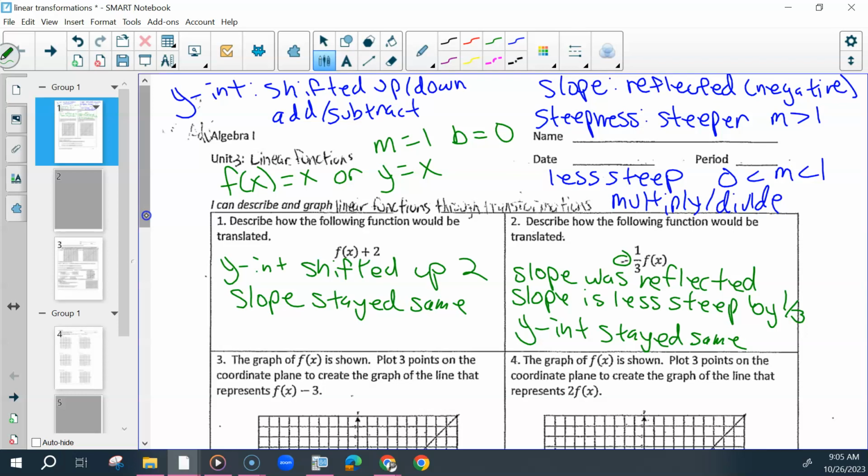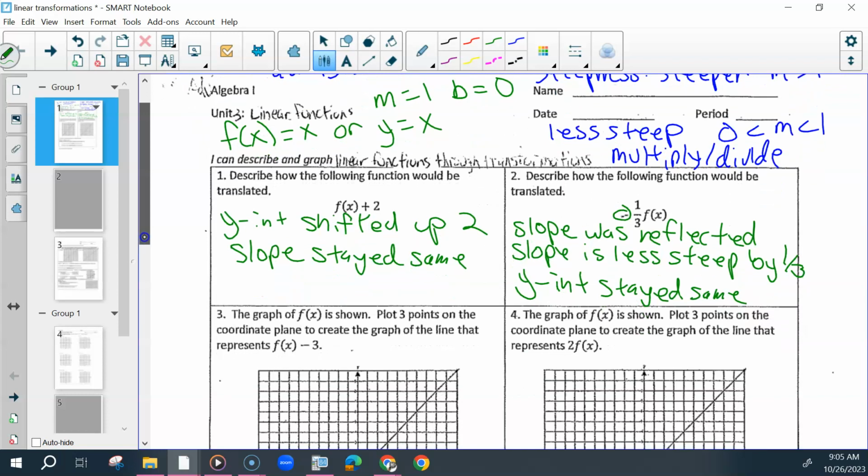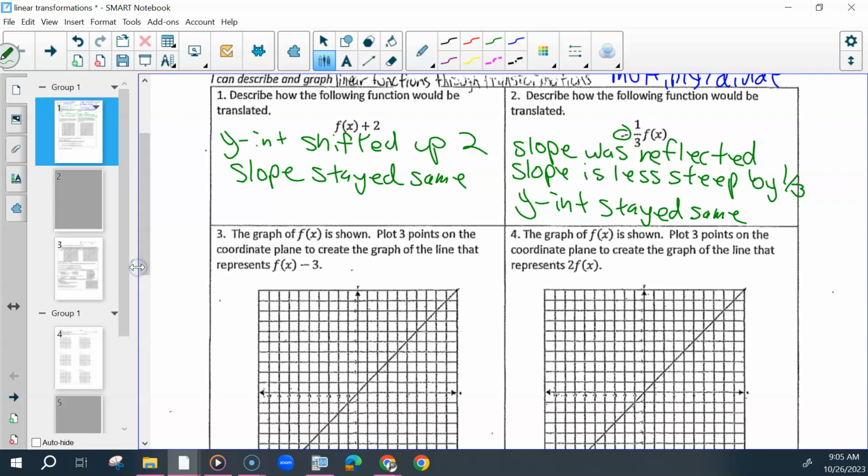For the next couple, we're still going to describe, even though it doesn't ask us to, just to get in practice with describing. So in f of x minus 3, what happened? What changed? The y-intercept, what about it?